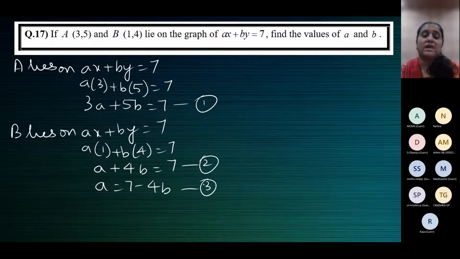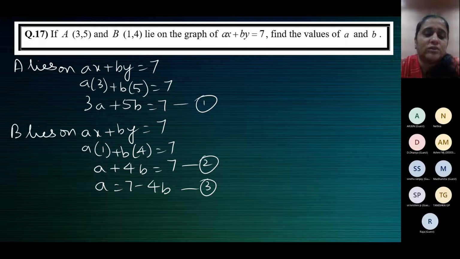Call that one 3. You're writing a in terms of b, like we do in graphs. With anything, children, you can take any equation and write any variable in terms of the other variable. So here I'm writing a in terms of b. You can write b in terms of a also.